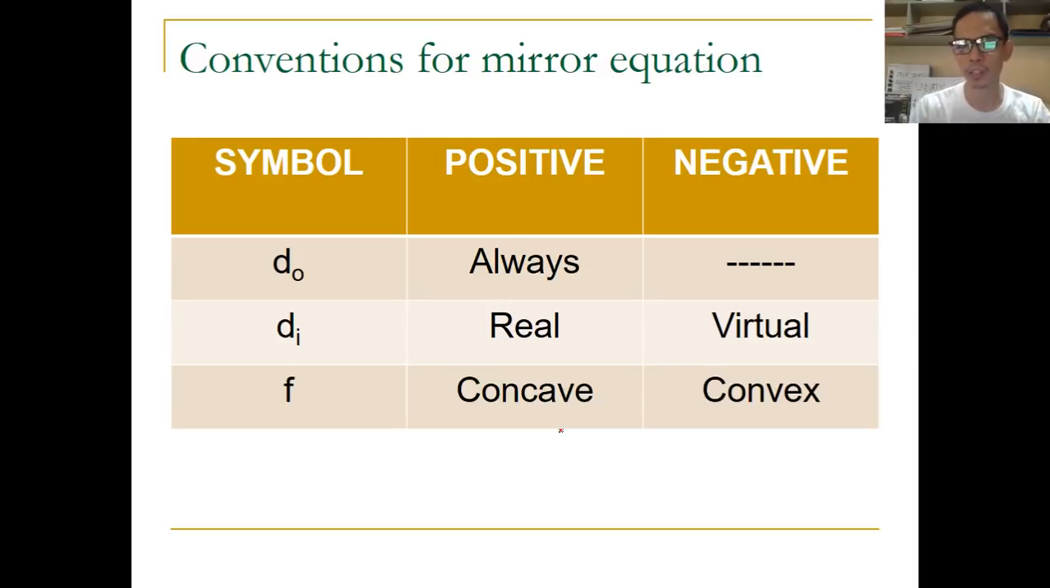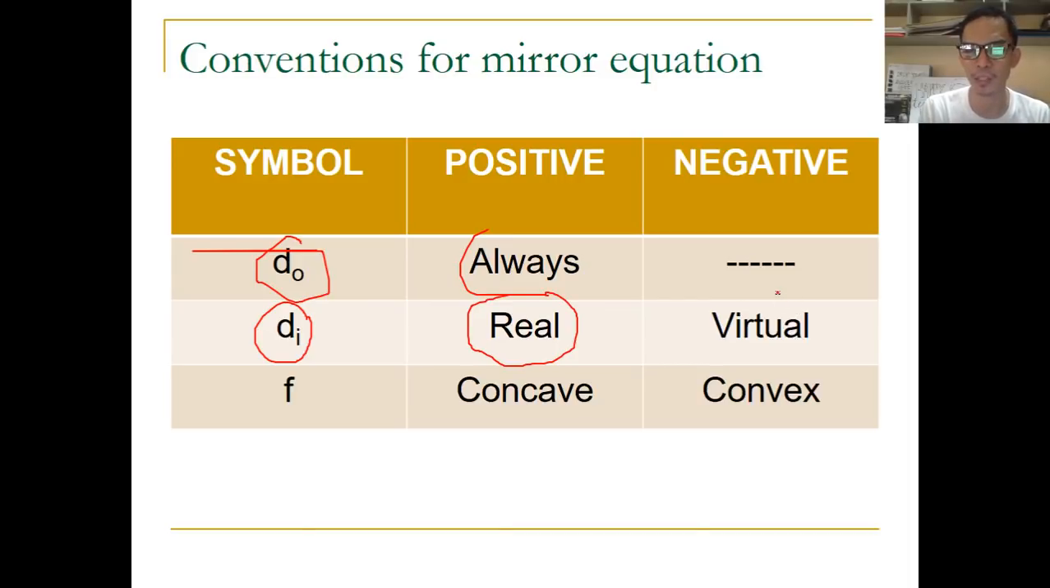Now, please take note of this convention. The d sub o is always positive. There's a common logic: the distance of the object, this is the actual object, there's no such thing as a negative distance of the object. It's impossible. That's the reason why it is not applied here. Next one, the distance of the image, which is usually the one computed. If the distance of the image that you compute is positive, then that is real. If the distance of the image is negative, then that is virtual. You can take note of this convention.